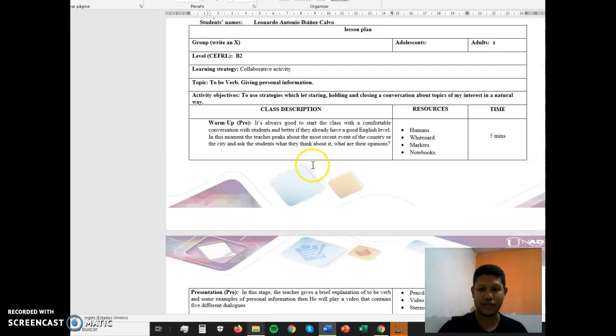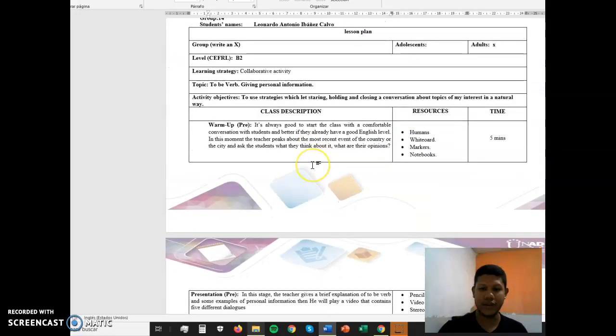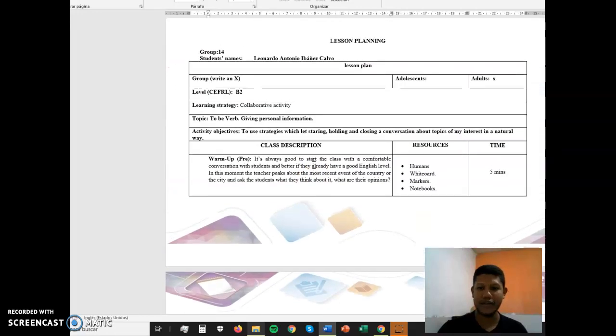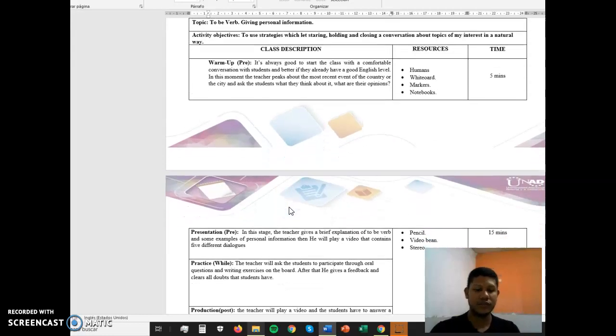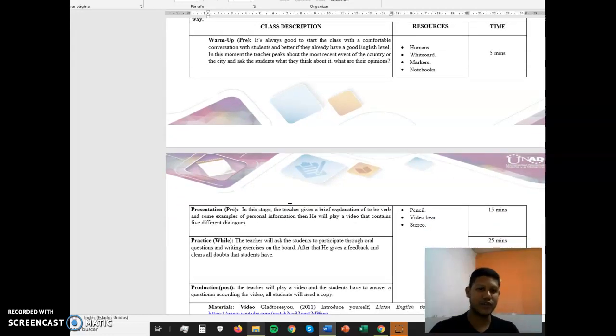We're going to start with the lesson planning for adults. The English level will be B2. The learning strategy is collaborative activity, and the topic is giving personal information. The objective will be to use strategies with which to start, hold, and close a conversation about topics of my interest in a natural way. Okay, this is the class description.